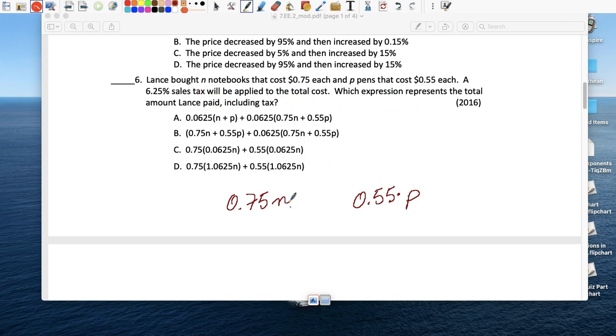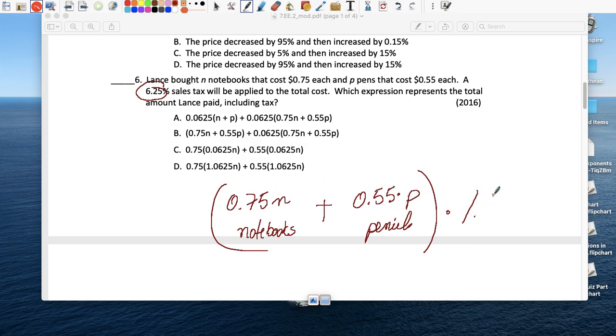So when you go shopping, here's going to be your cost of your notebooks, to find out how much you're going to pay. This one you're going to use to calculate the cost of the pens. Then you add these two, right? However, your total, the total notebooks plus the total of your pens, you add them, and then you apply tax to the total. So what was the tax? 6.25%. And if you want to find out what is the total, you're going to multiply that by 1.0625.